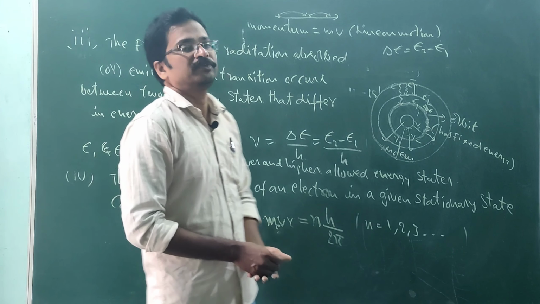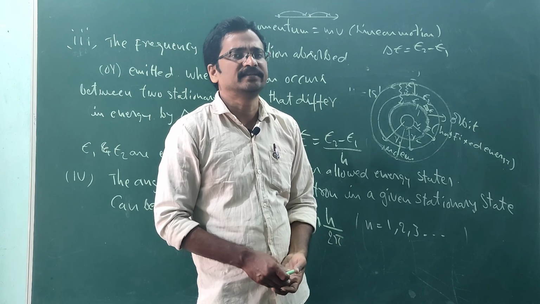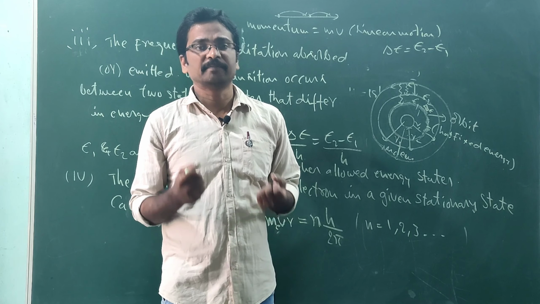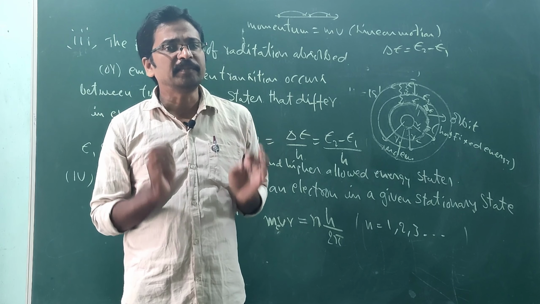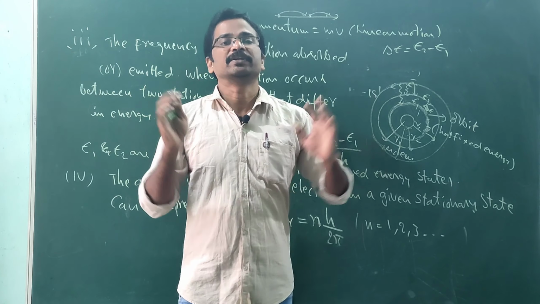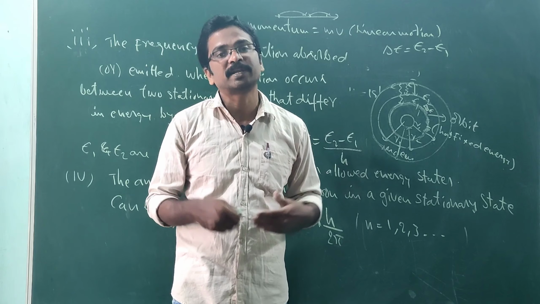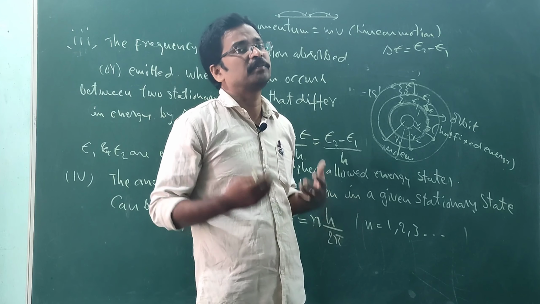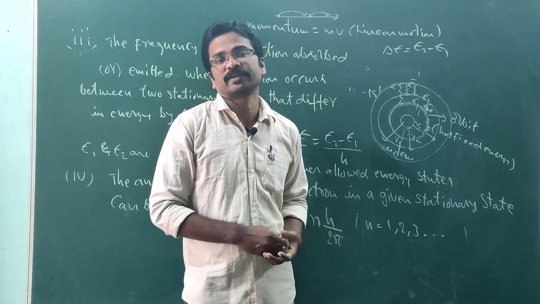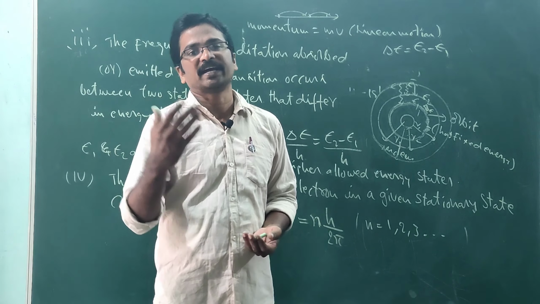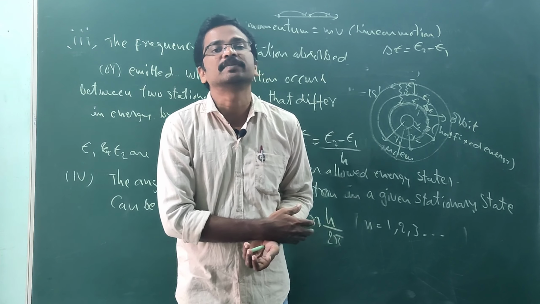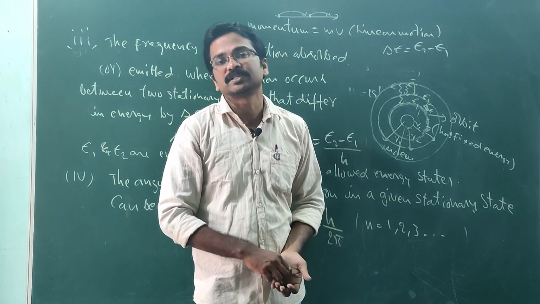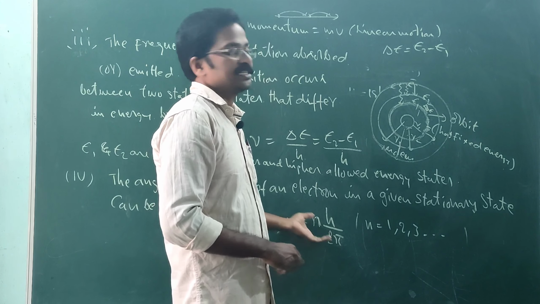mvr is equal to nh by 2 pi. What is the meaning of nh by 2 pi? How can you prove that mvr is equal to nh by 2 pi? Angular momentum is equal to nh by 2 pi. In intermediate we simply learn that mvr is equal to nh by 2 pi. The detailed explanation of how angular momentum is equal to nh by 2 pi, you can learn in higher classes of quantum mechanics, where it can be proved. There are lengthy problems for proving this concept.